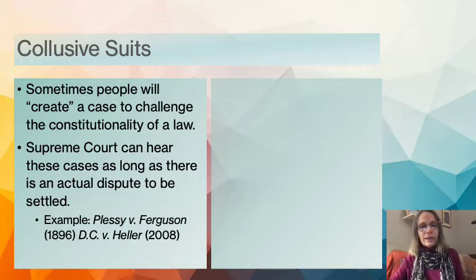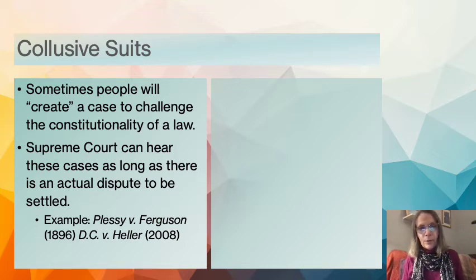So let me give you two examples of cases that were intentionally brought in order to challenge a law. The two cases are Plessy versus Ferguson and DC versus Heller, the District of Columbia versus Heller. We're not going to be reading Plessy versus Ferguson this semester, but because it has to do with civil rights, we will be reading District of Columbia versus Heller, which is the landmark case regarding the right to bear arms. In both of those cases, there were laws on the books.